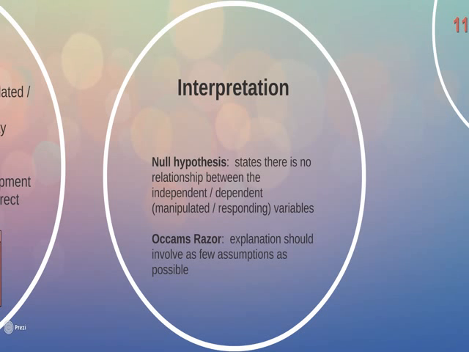Something that's often used in interpretation is something called Occam's razor, which states that the explanation should involve as few assumptions as possible. We want to use the data that we do have, but we don't want to jump to conclusions with information that we don't have.